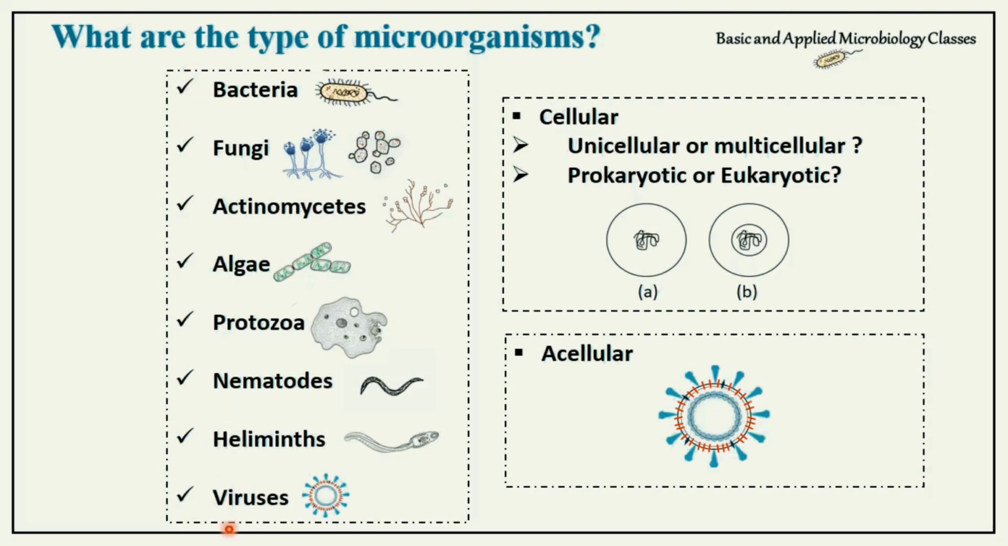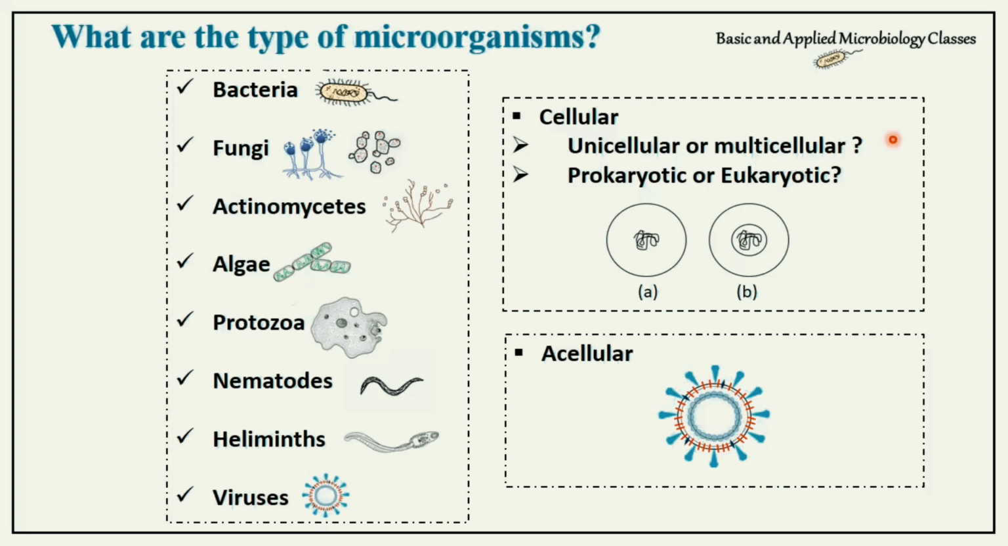Next, another thing we should know as part of the introduction: these microorganisms are cellular or acellular. Of course we always know that living organisms are made up of cells. But remember, microorganisms can be classified on the basis of their cell into two types, cellular and acellular. Now, what are cellular? Cellular means made up of cell. The next question is: are they unicellular or multicellular? Are they made up of a single cell or many cells?